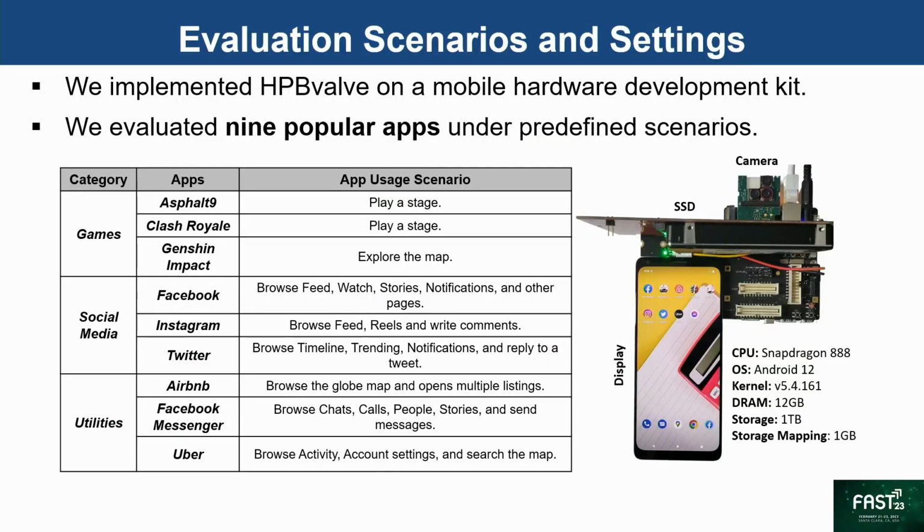So to evaluate the effectiveness of the proposed techniques, we implemented HPBvalve on the Snapdragon 888 mobile hardware development kit. The total DRAM size is 12 gigabytes, and the storage capacity was 1 terabyte, which requires 1 gigabyte for storing the entire L2P mapping table. As for the benchmarks, we evaluated 9 popular mobile apps listed in the table.